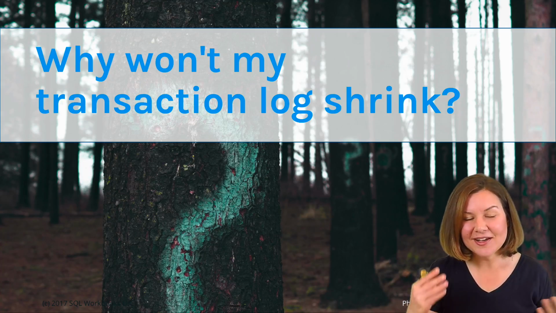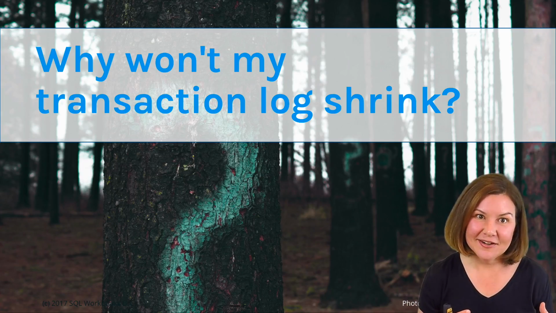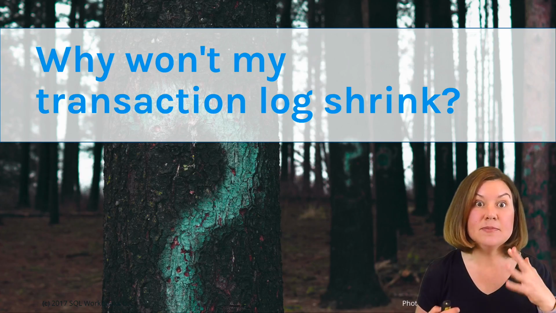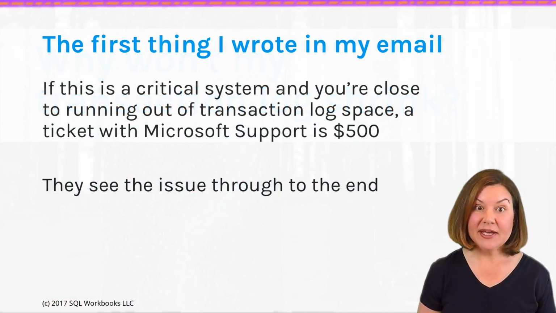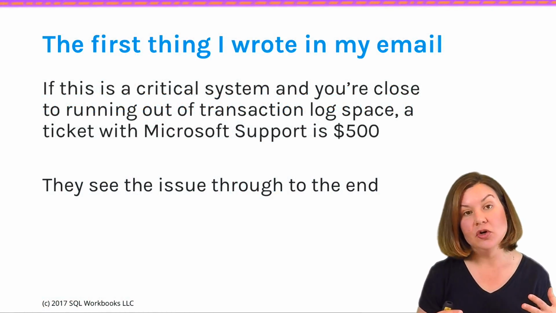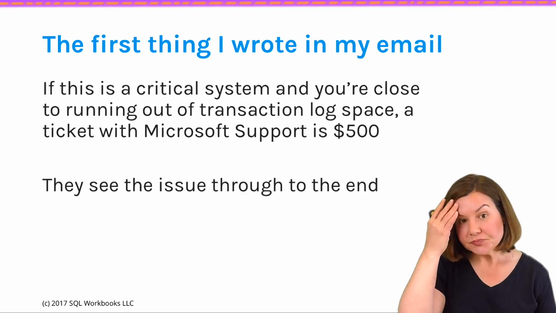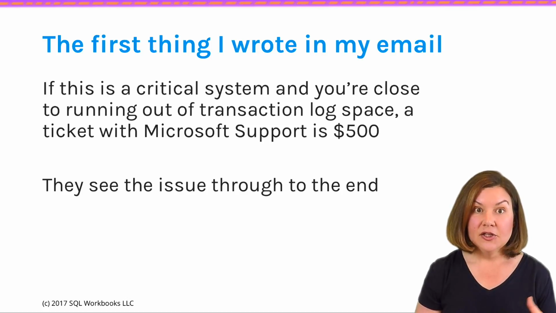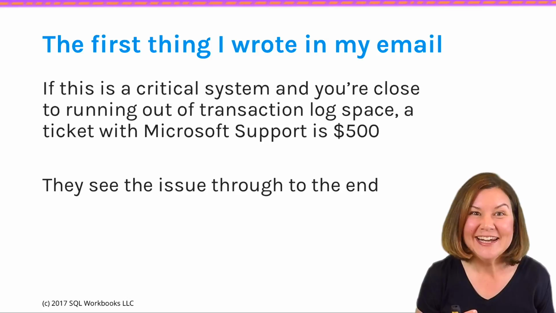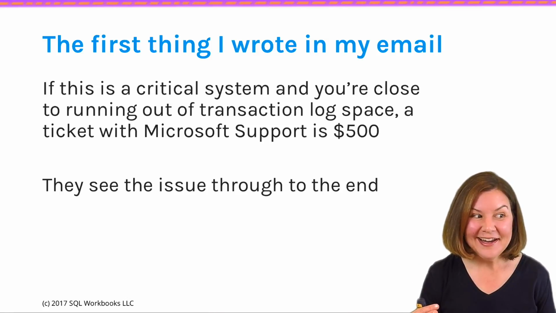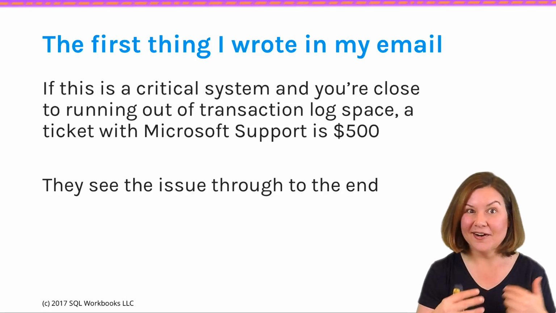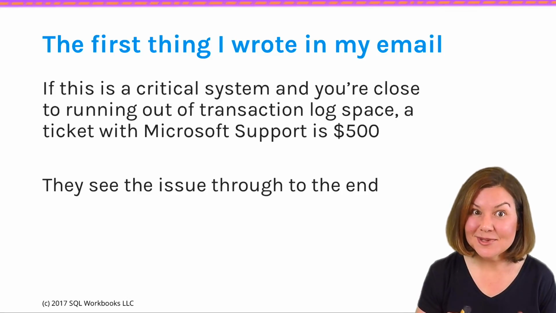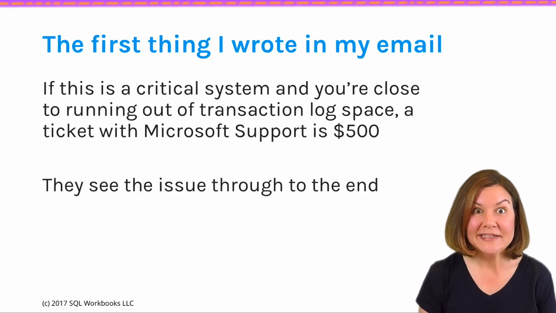I loved this mail because I got a lot of information here. But my immediate response was one of concern, because this can be a really big deal. The very first thing I wrote in the email was, if this is a critical system and you're close to running out of space for your log, we're going to get in an outage situation. If our log has to grow and we run out of space and it can't grow and we can't just add more, this can be really sticky. And the fact that we have the database in an availability group would imply that it's a really important database.